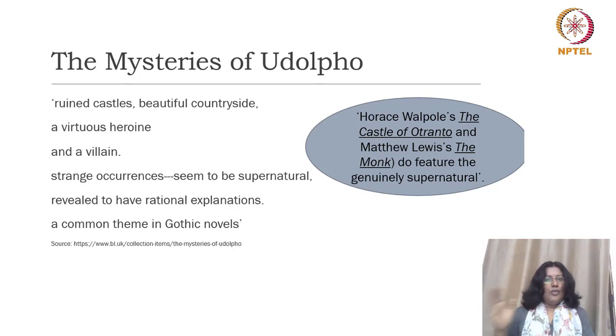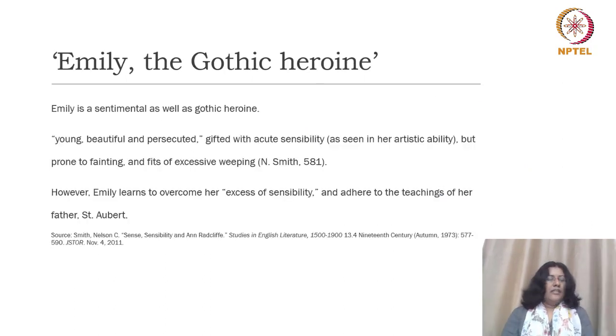However, I want you to remember that Horace Walpole's The Castle of Otranto and Matthew Lewis's The Monk do genuinely feature the supernatural. So we don't really have the spirit world explained away reasonably through reason by the end of the novels. What kind of a figure is Emily the Gothic heroine?